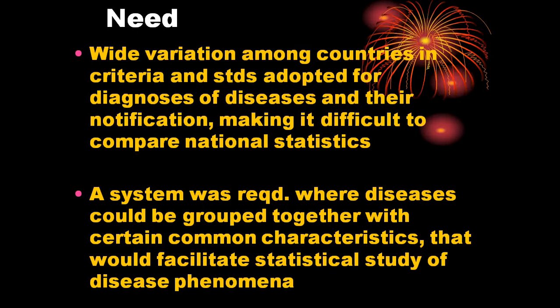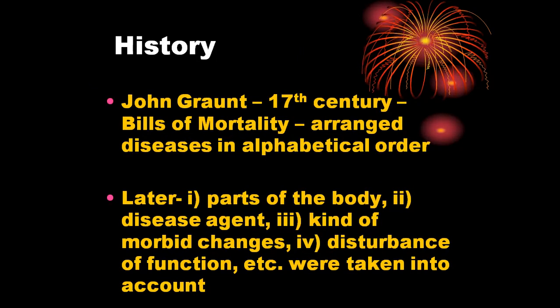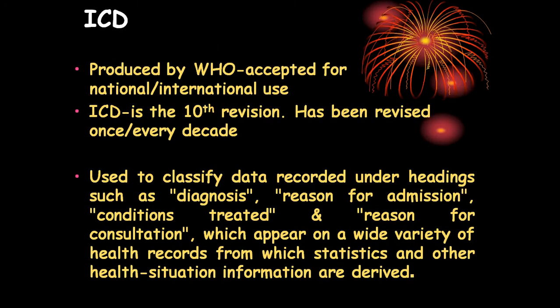A system was required where diseases could be grouped together with certain common characteristics that would facilitate statistical study of disease phenomena. John Graunt first arranged the diseases in alphabetical order, later as per the parts of the body, and all that you need not know. But the International Classification of Diseases is the baby of the WHO.